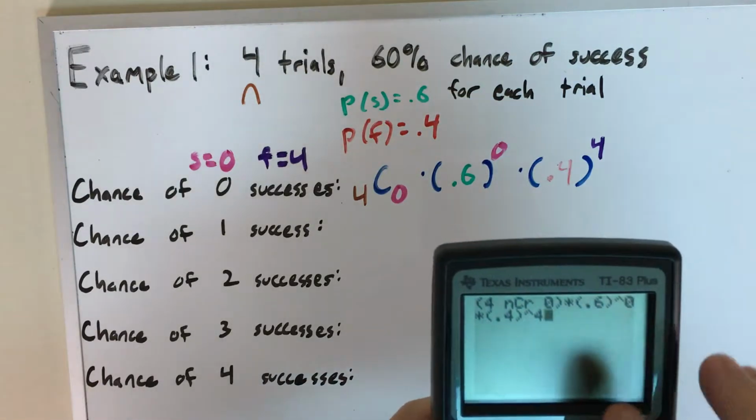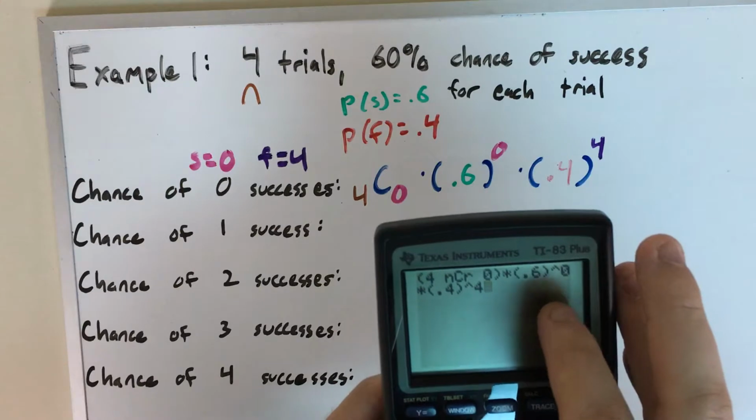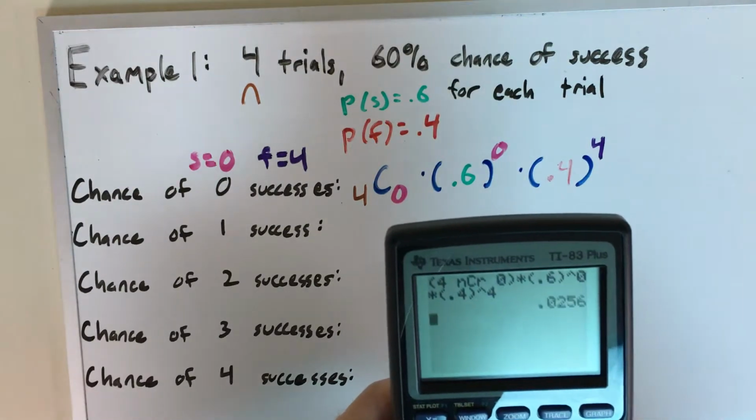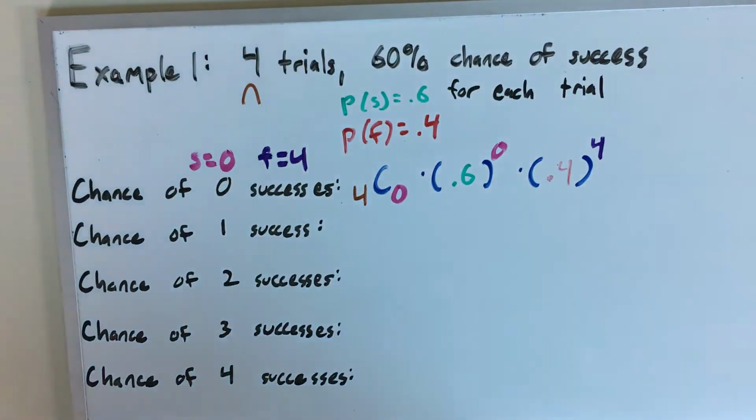So here we have all 3 parts of the formula. We have 4 choose 0. We have 0.6 to the 0 power for the number of successes. And then we have 0.4 to the 4th power for the failures, and that gives me 0.0256. So I'll go ahead and write that.